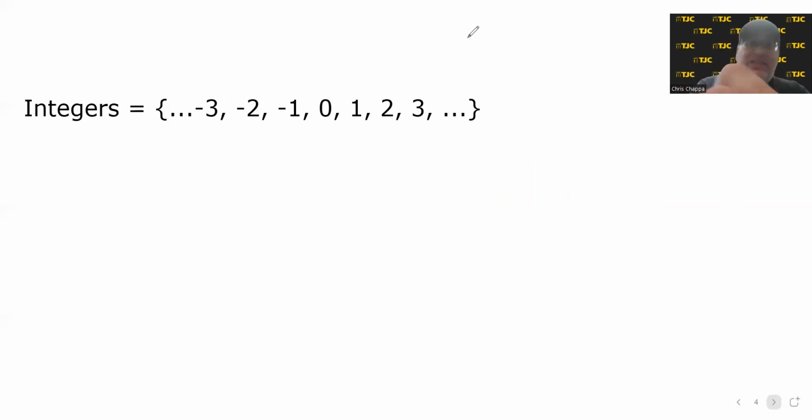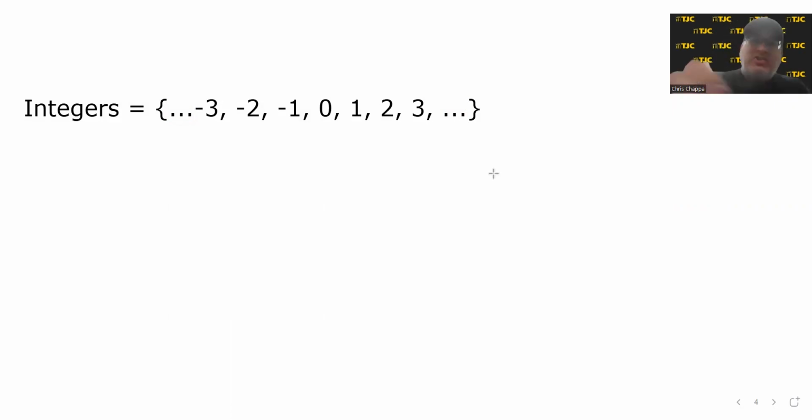Notice that this does have ellipses up front and at the end, because the integers go infinitely in both positive and negative directions. So we have to start this with an ellipses, jump in on the negatives, cross over to the positives, and then conclude it with an ellipses.